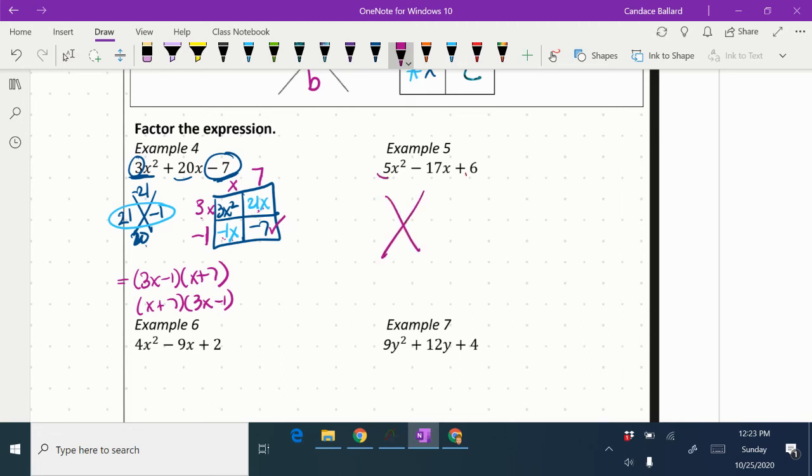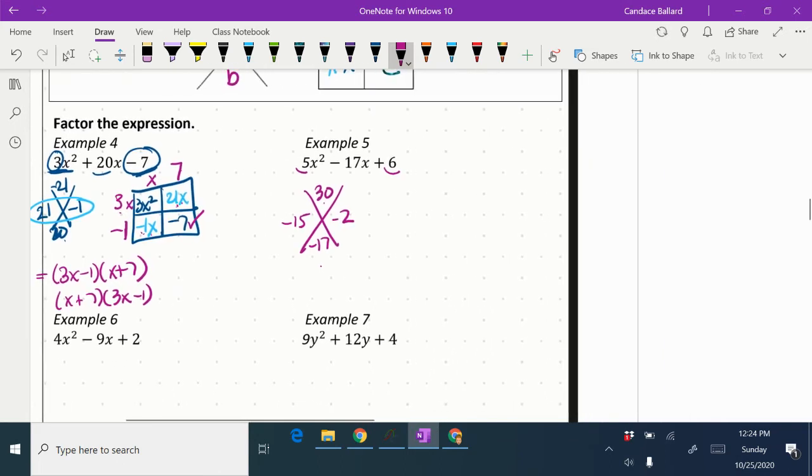I'm going to multiply my first and my third together, which is 30. And then I'm going to put the middle one in the bottom. I'm going to ask myself what two numbers multiply to 30 and add to -17. So -15 and -2. I can't just write my answers off the magic X because I have a leading coefficient, so I know I've got to get out the box.